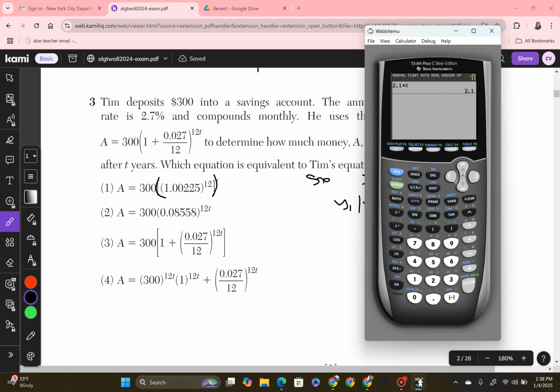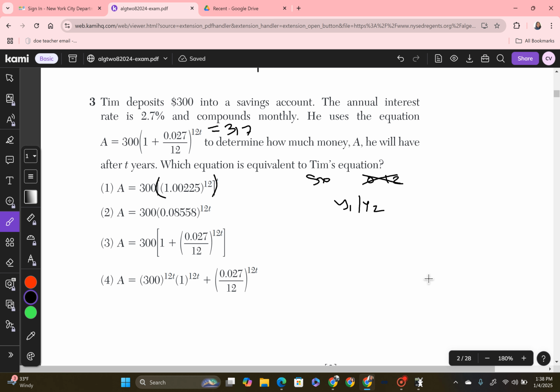And instead of t, we're going to use x because that's the variable that we defined. And we get 317.481. So that's what we want to see which one matches, is the same thing as.